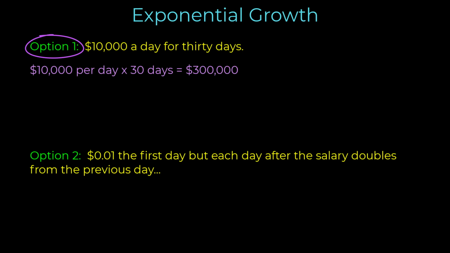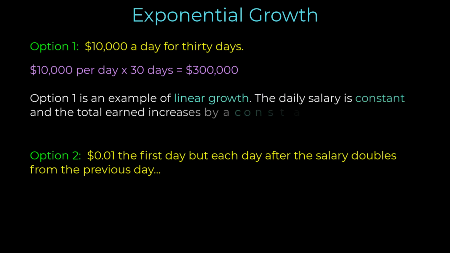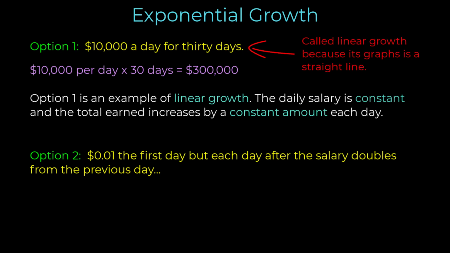Okay, fair enough. By the way, the first option is called linear growth. Your daily salary is constant at $10,000, and the amount of money you have accumulated each day increases by a constant amount, also $10,000. We will learn in later lessons that if you graphed this result of dollars earned compared to days worked, it would be a straight line, hence the term linear growth.